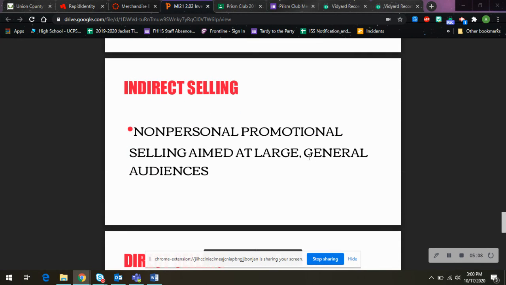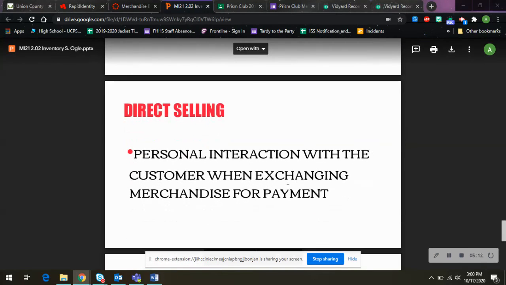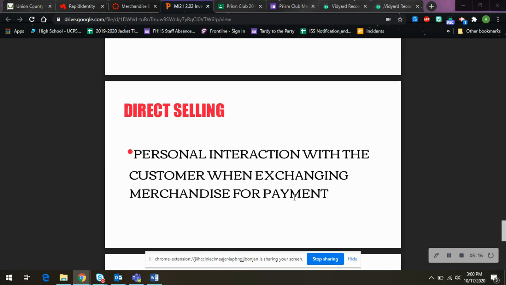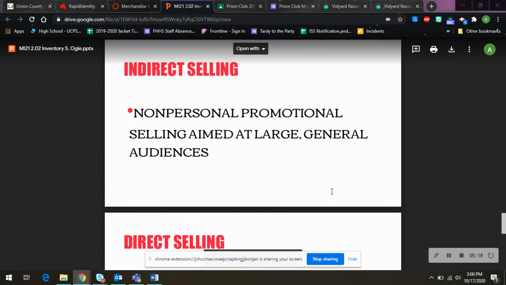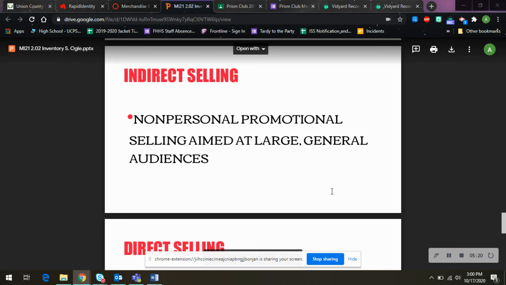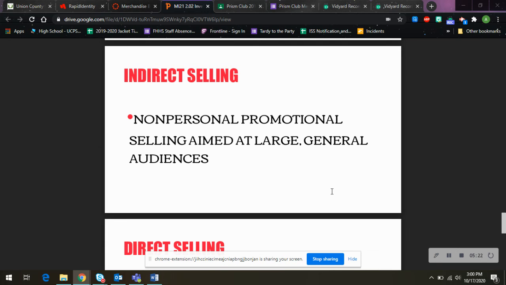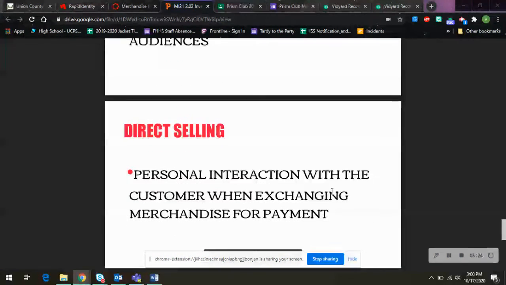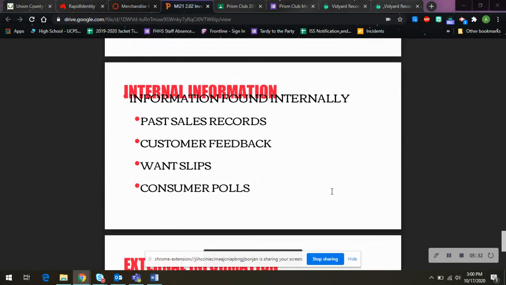Indirect selling is non-personal promotional selling aimed at large general audiences, and direct selling is personal interaction with the customer when exchanging merchandise for payment. So indirect selling is promotional selling aimed at a large general audience. That's like you've seen Belk commercials, all that. Direct selling is when you actually walk into the Belks and a person follows you around and they say, "Hey, this sweater would look great on you," and they're trying to get you to buy the product.